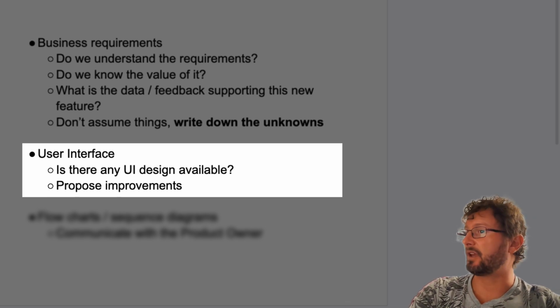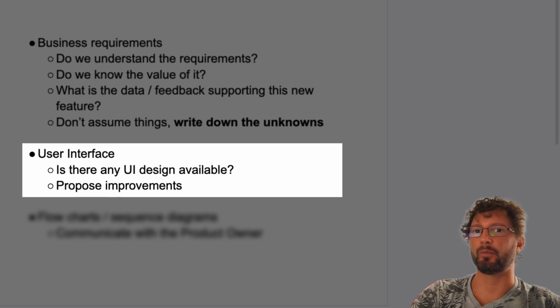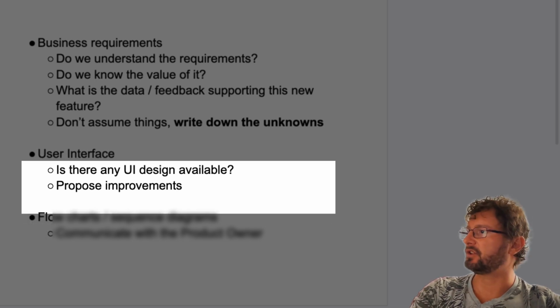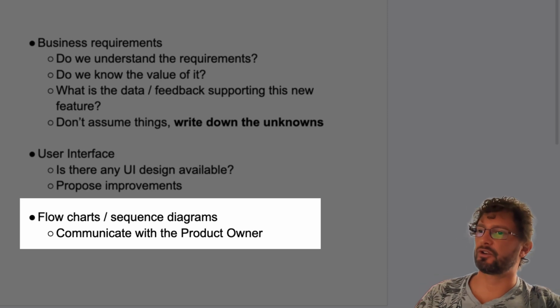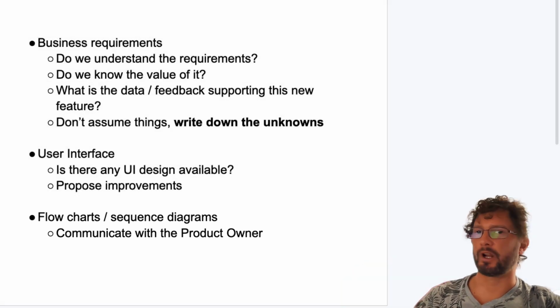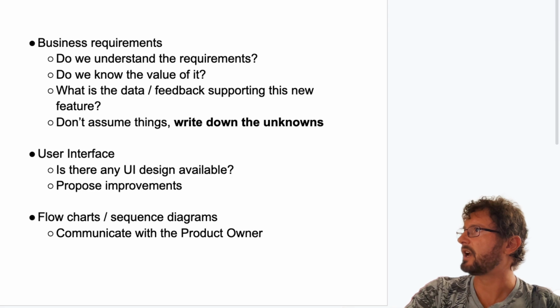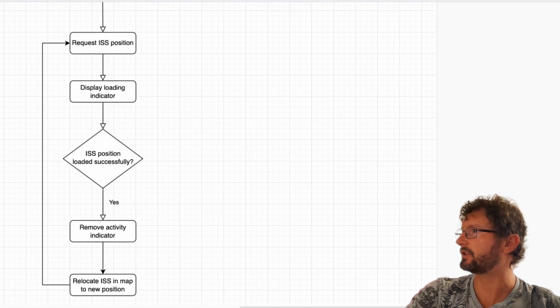And the last thing, and a really important one that I think is going to help you a lot in understanding the business requirements, is to create flowcharts or sequence diagrams of the feature in question. So again, this is part of the communication between the development team and the product team. So I have come up with this flowchart right here.